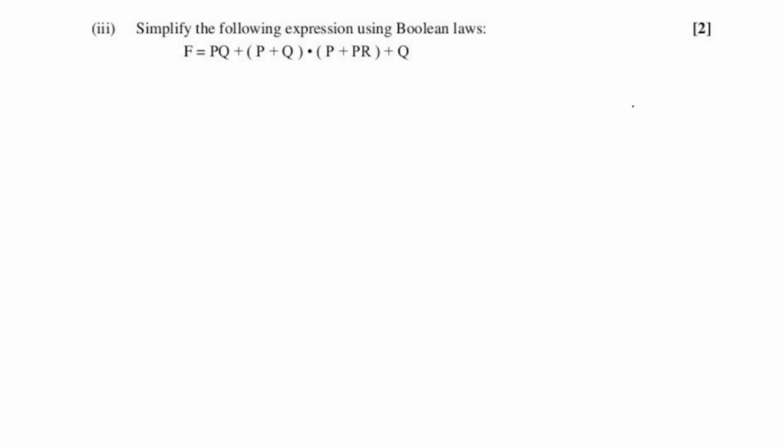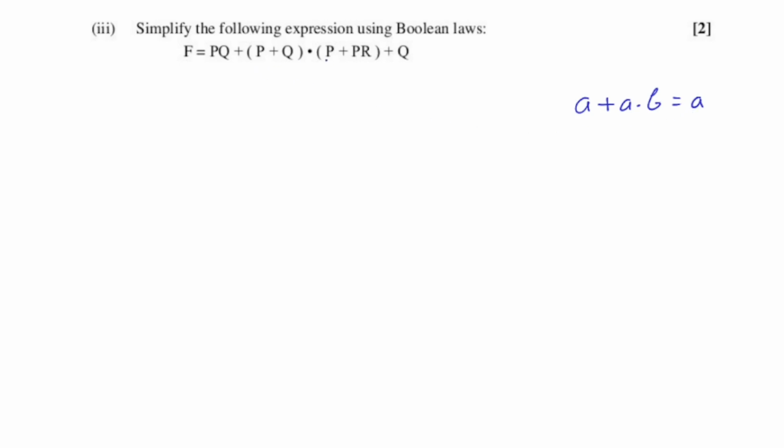Let's see how. So the absorption law is that A plus A dot B is equal to A, and that is why it is called absorption law. B is getting absorbed. Similarly, there's another absorption law which states that A dot (A plus B) is equal to A, but let's do one step at a time.